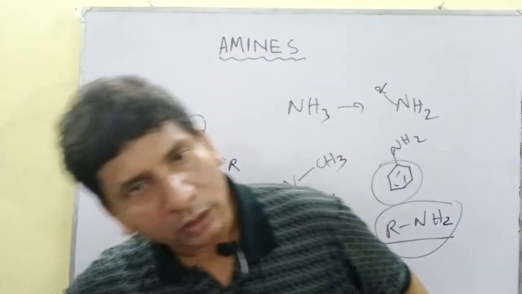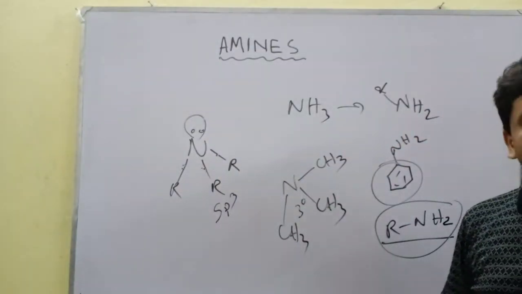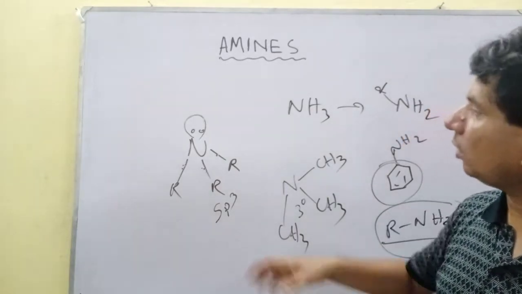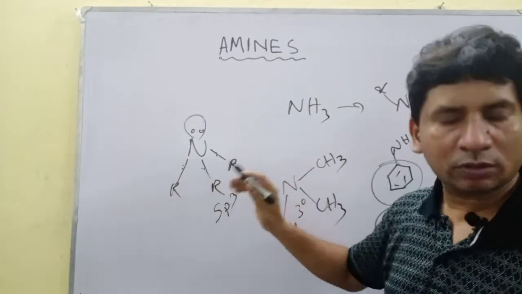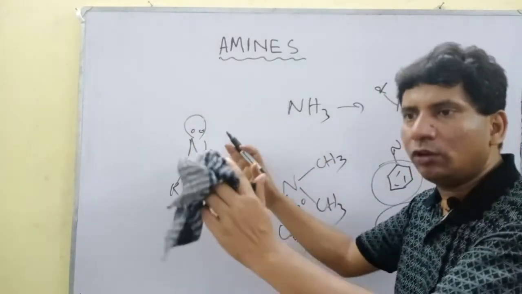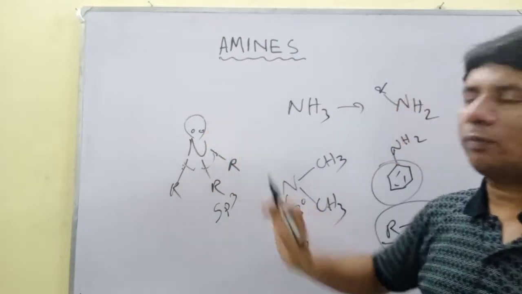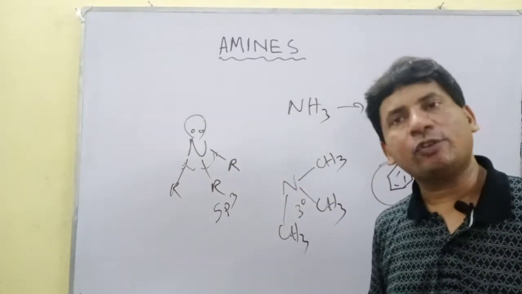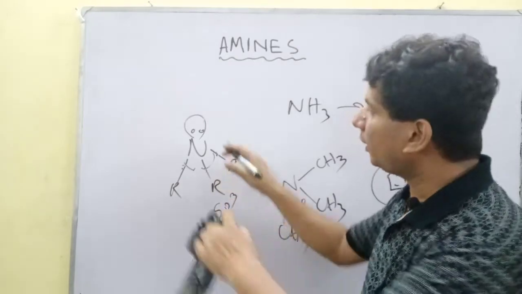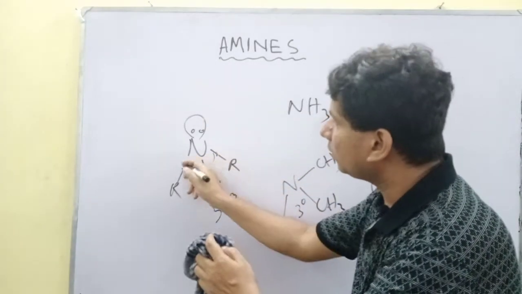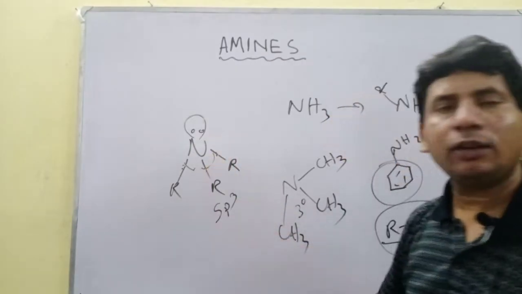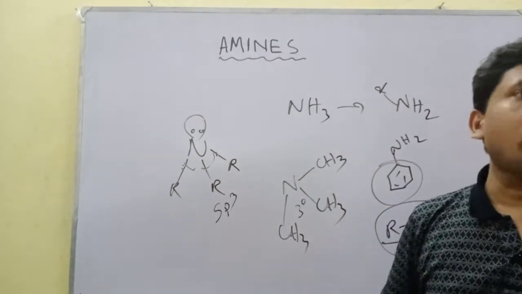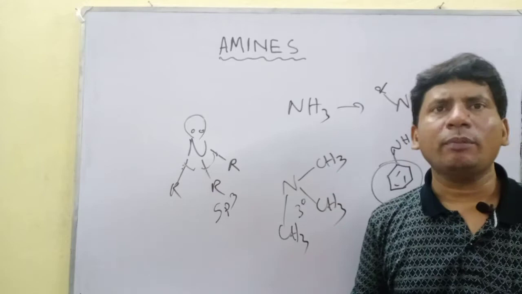Clear? So this is the structure of amine, and the bond angle must be less than 109 degree 28 minutes because there is a lone pair and bond pairs, so some repulsion is there. For this reason the bonds will be closer to each other. It is not perfectly tetrahedral. If it were perfectly tetrahedral, the angle would be 109 degree 28 minutes, but this is a distorted tetrahedral. For this reason the RNR angle will be less than 109 degree 28 minutes. Clear?